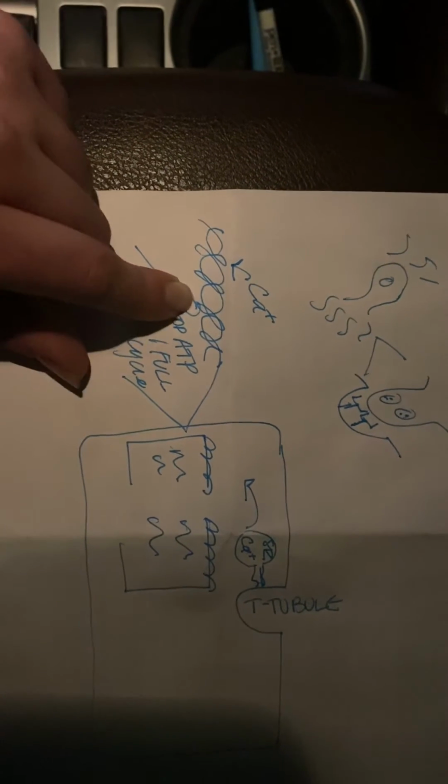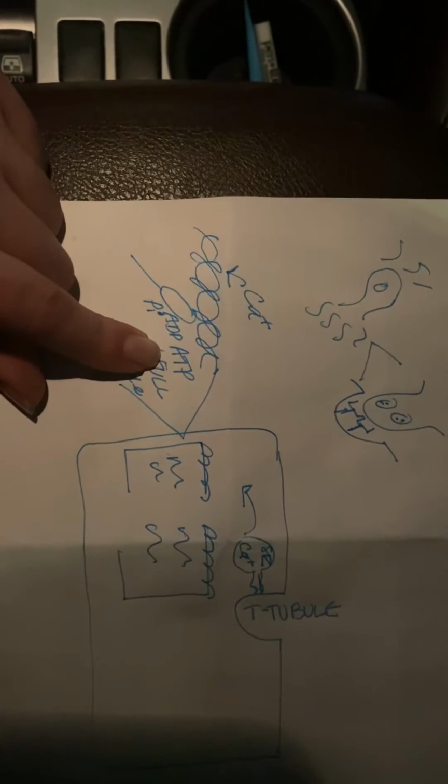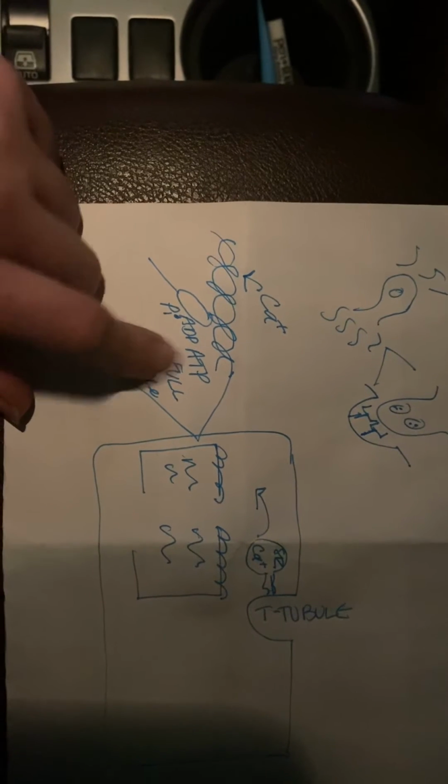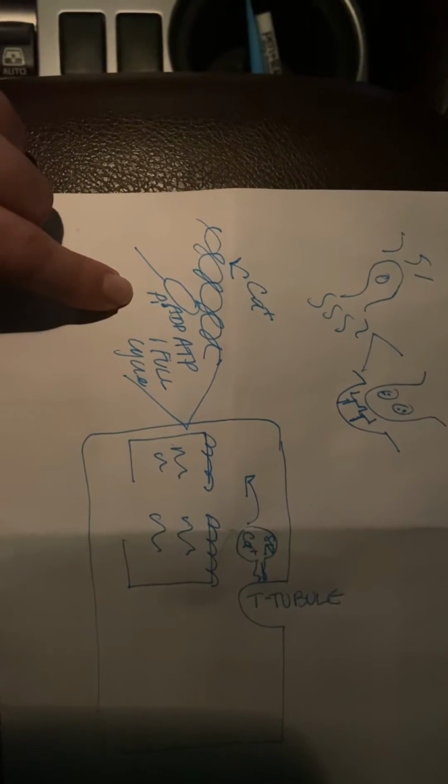And so once that occurs, then it's going to allow the myosin head that we see here to bind to the actin. Now, the ATP that's left over from a previous contraction is going to bind, and it's going to break down into ADP and inorganic phosphorus. And one ATP allows one full cycle of a contraction.